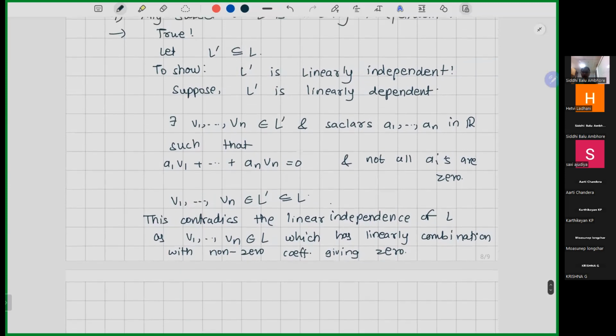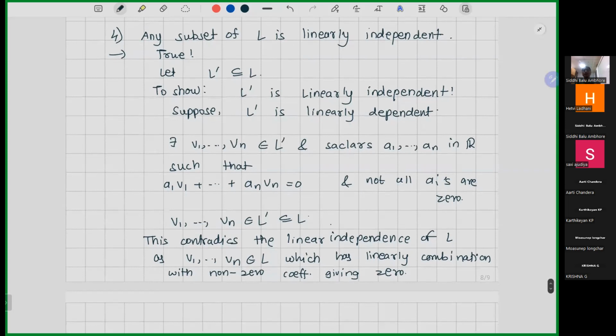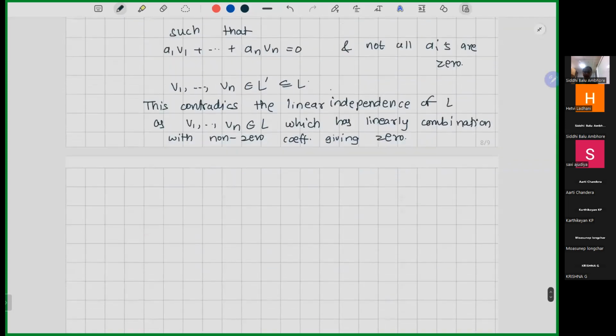Any doubt, like how this is happening? Is it clear? Any subset of a linearly independent set will always be linearly independent. Because if the smaller set becomes linearly dependent, we can have this non-zero linear combination and that will hold again in our bigger set, which is linearly independent, and that will contradict the linear independence of the bigger set. So any subset of a linearly independent set is always a linearly independent set. Okay.